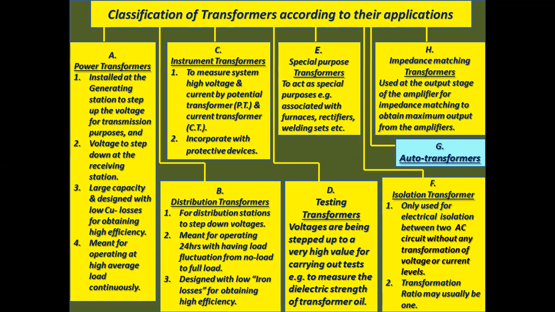Isolation transformers are only used for electrical isolation between two AC circuits without any transformation of voltage or current levels. That is, the transformation ratio may usually be 1. Impedance matching transformers are used at the output stage of an amplifier for impedance matching, to obtain maximum output from the amplifier. Last one, autotransformers.